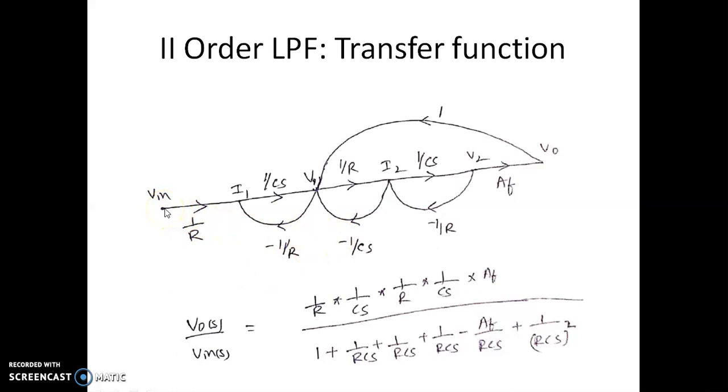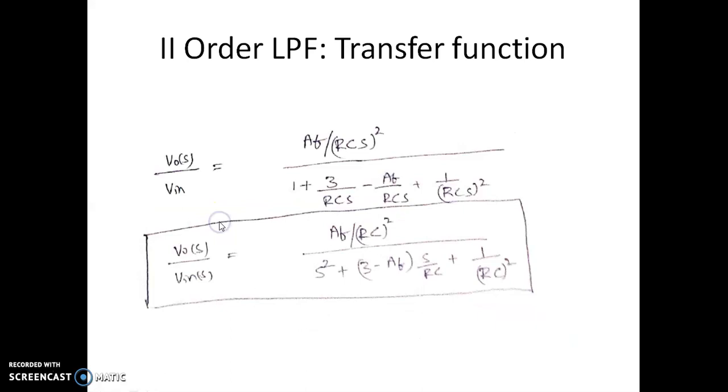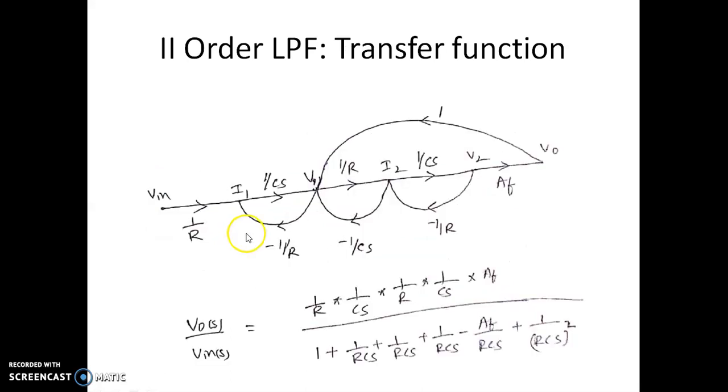Using these expressions for the different dependent variables, we can form a signal flow graph which has all the variables here. You can see there is Vin, I1, V1, we have I2, V2 and V0. By looking at this, we can construct the signal flow graph. We have identified the forward path. There is only one forward path here. The forward path gain is given by 1 over R into 1 over CS into 1 over R into 1 over CS into AF. This is the gain of the amplifier.